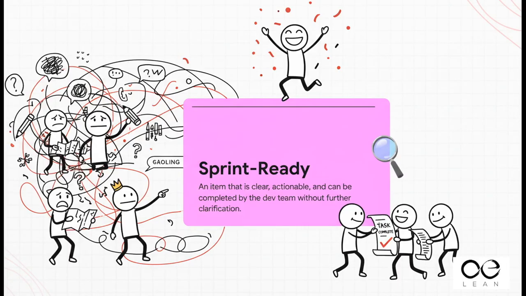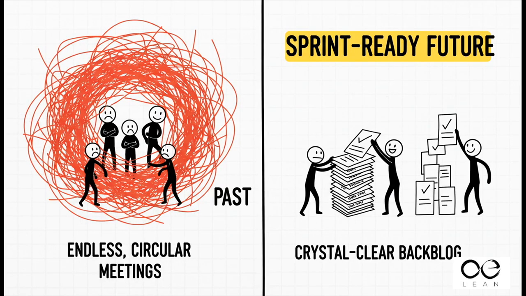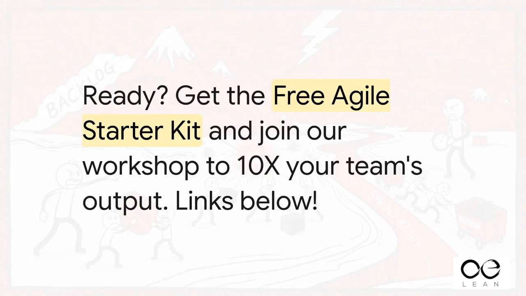And this is what it all leads to. This is the goal, a truly sprint-ready backlog item. It's so clear and actionable, your dev team can just grab it and finish it without having to ask a single follow-up question. That is pure, uninterrupted flow. This isn't just a dream scenario. Your sprint-ready future can start right now. You're leaving behind that past of circular, frustrating meetings and stepping into a future of clear, valuable work that's just waiting to be built.